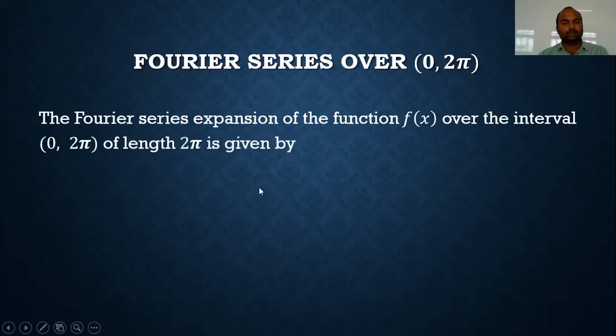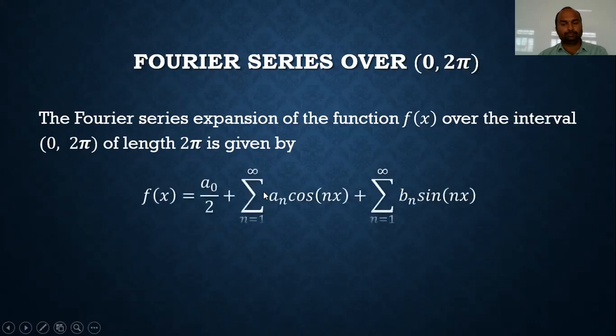Now, from the general interval c to c plus 2L, we will move on to a particular interval, that is 0 comma 2 pi. The Fourier series expansion in this interval of length 2 pi is given by f of x equals a naught by 2 plus summation n equals 1 to infinity a n cos nx. If the interval is in terms of pi, then we will get cos nx; otherwise, we will get n pi x by L, plus summation n equals 1 to infinity b n sin nx.